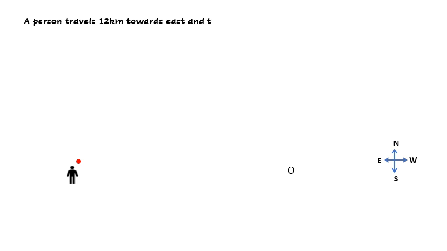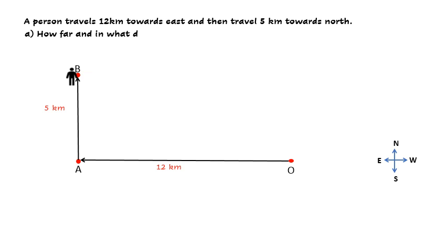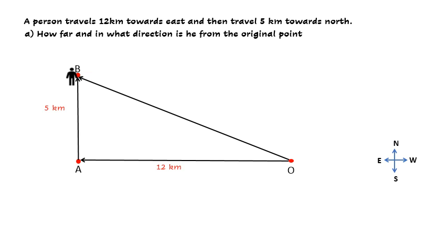Let us take another problem. A person travels 12 kilometers towards east and then travels 5 kilometers towards north. We are to find out how far and in what direction is he from his original point. So, we have to find out OB, or the displacement done by the person.